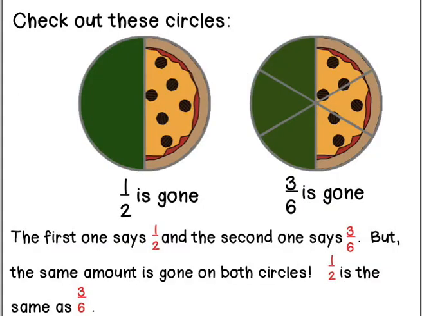Now, if we look at this pizza, it's been cut on this side into 6 pieces, and on this side into 2 pieces. On this side, 1/2 of the pizza is gone, and on this side, 3/6 of the pizza is gone. But if you notice, it's actually the same exact amount on both sides. The first one says 1/2 and the second one says 3/6, but the same amount is gone on both circles. Therefore, 1/2 is the same as 3/6.